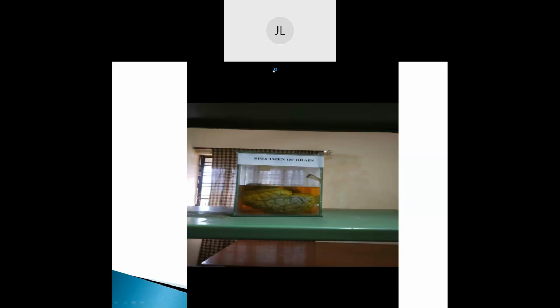Okay, so today for practical, I will be showing you some specimens. By seeing the specimen, you have to name the specimen as well as say something about the specimen. And ask any one of you, we have already completed this, that's why I am saying to you.